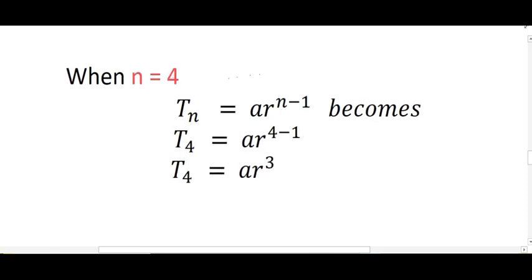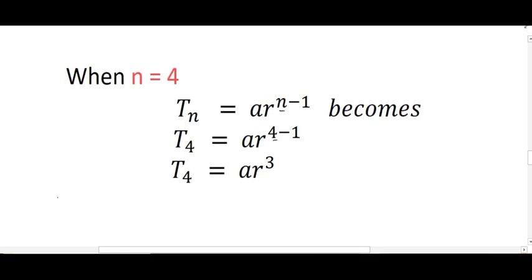The fourth term, the same thing, gives you the nth term is equal to ar to the power of n minus 1. It becomes the fourth term. Anywhere we see n, we put 4, so the fourth term is equal to ar to the power of 4 minus 1, ar to the power of 3. But you see that something is recurring. The fourth term is ar to the power of 3.